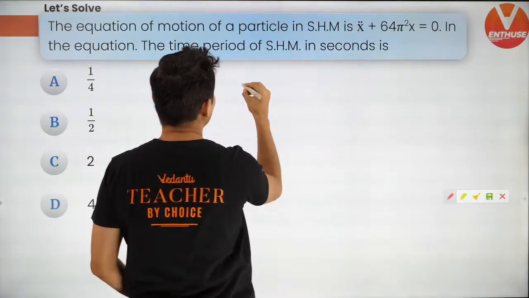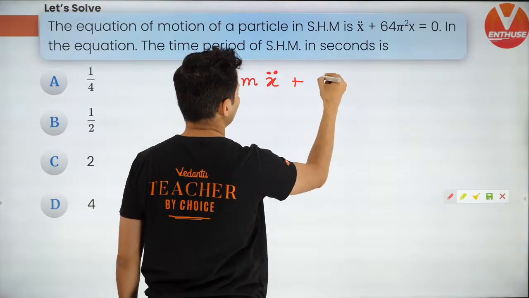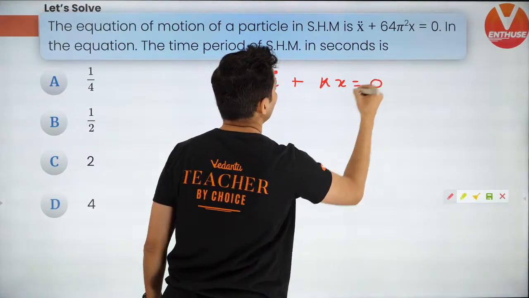Now, look at this equation and compare it with the differential equation of SHM: m x double dot plus kx is equal to 0.